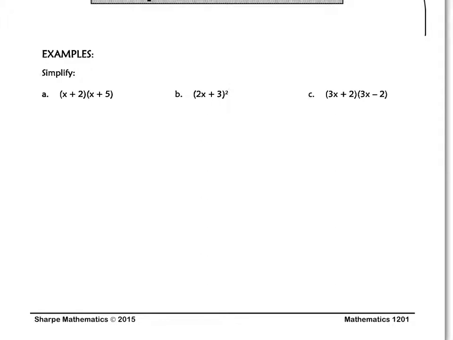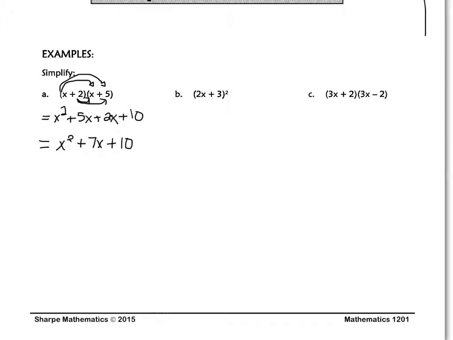And the first one, we have x times x is x squared, and then x gets multiplied by the 5. So you're just basically distributing the x, and then you're moving to the 2 and distributing the 2. So plus 2x, and then plus 10. So that's going to give you x squared plus 7x plus 10.